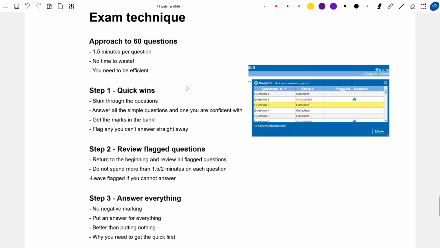So flag and review: try to manage your time in the exam by answering the simple questions first and then coming back to the more difficult ones at the end, where hopefully you'll be able to dedicate more time to them. So those are my key tips for exam technique. Now, I'm aware that I'm short of time, so apologies for rushing through that section quite quickly.